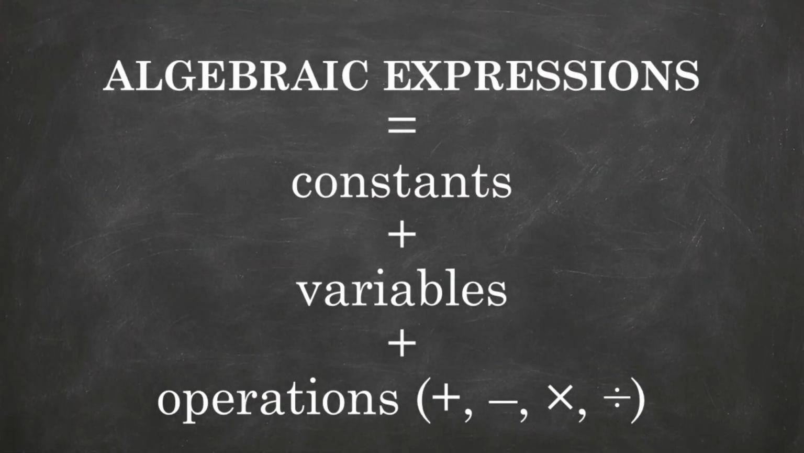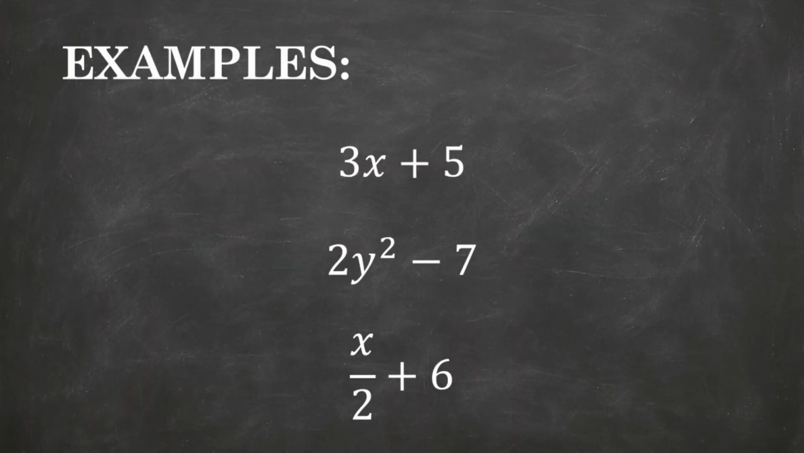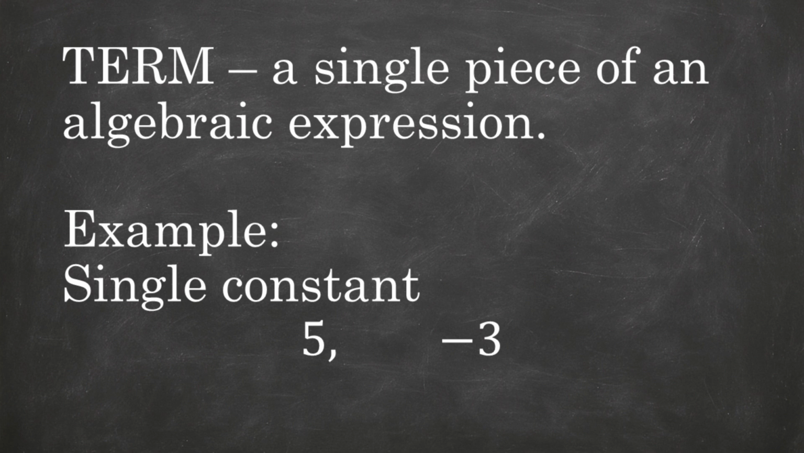Just to be clear, an algebraic expression is any combination of variables and constants put together with mathematical operations like addition, subtraction, multiplication, or division. For example, 3x plus 5, 2y squared minus 7, x divided by 2 plus 6. We already covered that in our previous video, but now we'll zoom in to see exactly what's happening inside these expressions. First, let's talk about terms.